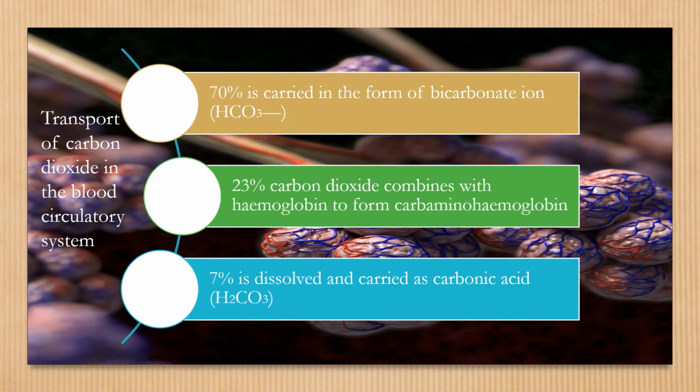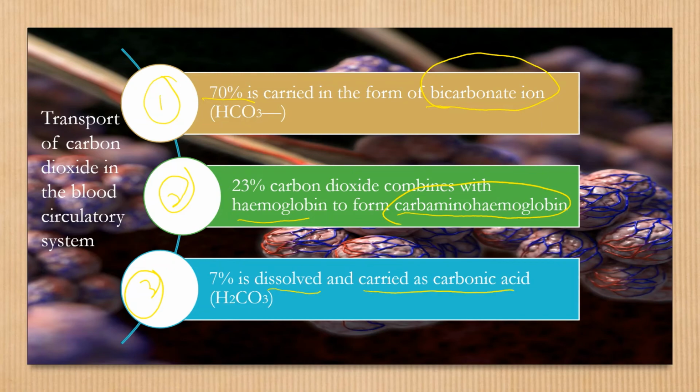Carbon dioxide is transported in the blood through 3 ways. The first one, 70% of the carbon dioxide is carried in the form of bicarbonate ion. Second method, 23% of carbon dioxide combines with hemoglobin to form carbaminohemoglobin. The third method, 7% of carbon dioxide is dissolved and carried as carbonic acid.